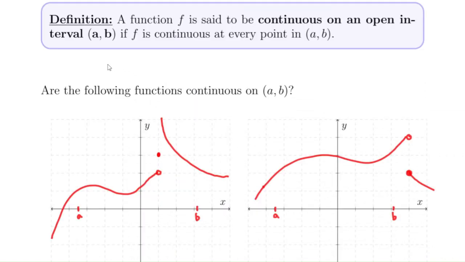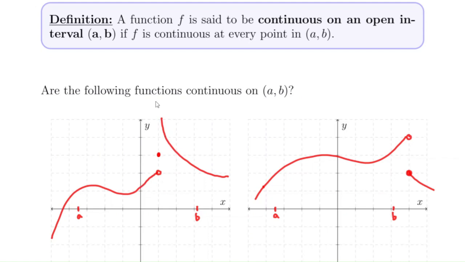Okay, what does it mean for a function to be continuous on an interval? Well, a function f is said to be continuous on an open interval a to b if f is continuous at every point inside that open interval. So are these functions continuous on the open interval a to b? So here we have this interval from a to b, and the question is, is f continuous at every point inside this open interval? Well, no, there's a problem point right here. It looks like this is x equals 1, right? Notice the limit as x approaches 1 doesn't exist.